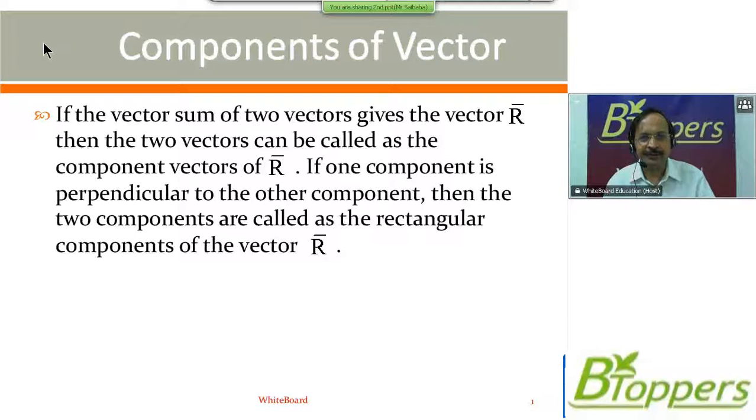If the vector sum of two vectors gives the vector R bar, then the two vectors can be called the component vectors of R bar. If one component is perpendicular to the other component, then the two components are called the rectangular components of the vector R bar.